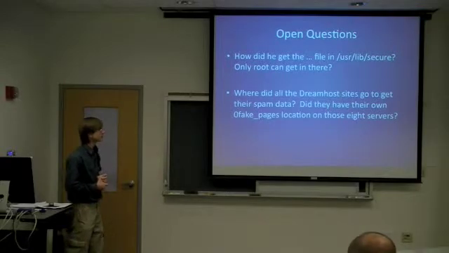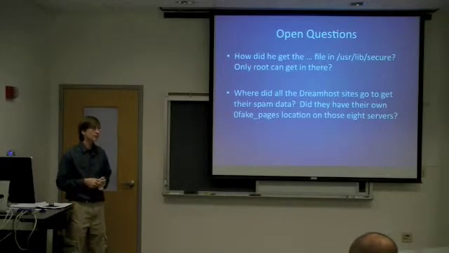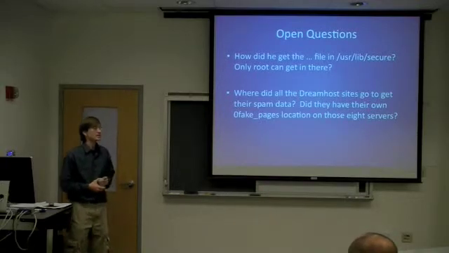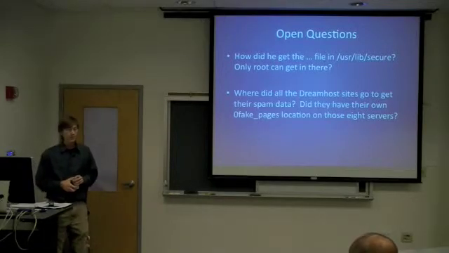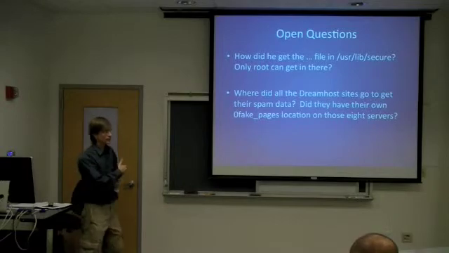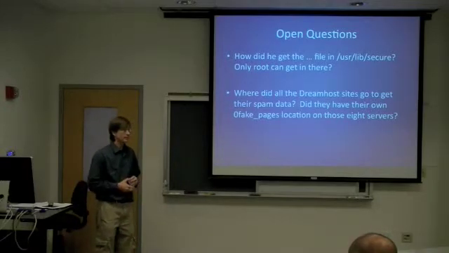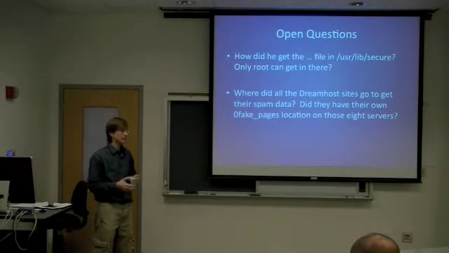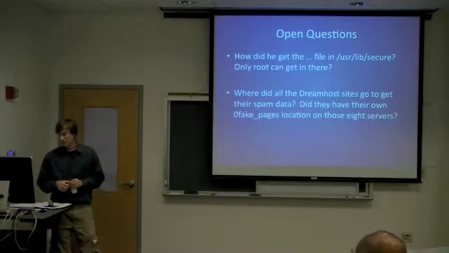So the first open question: how did he get that evil library on the machine in the first place? It's in /usr/lib/secure. Only root can get into /usr/lib/secure. So he must have already had root when he put it on there. We were never able to figure out how he got root the first time. So that's a problem. He probably was able to take advantage of some exploit that was old, and it had since been patched, because we patched the machine, and it was fully patched after this.